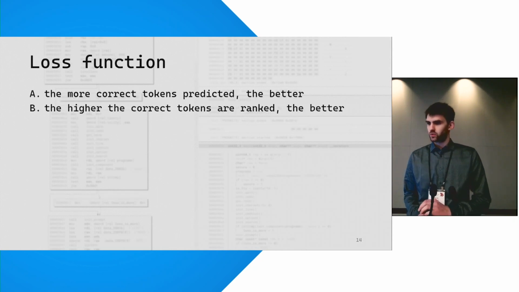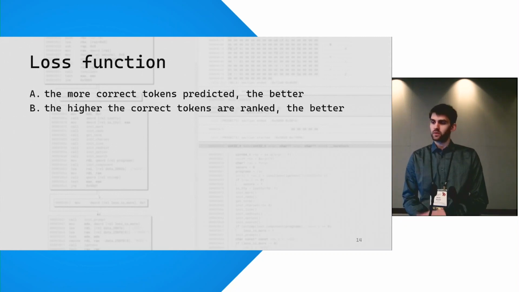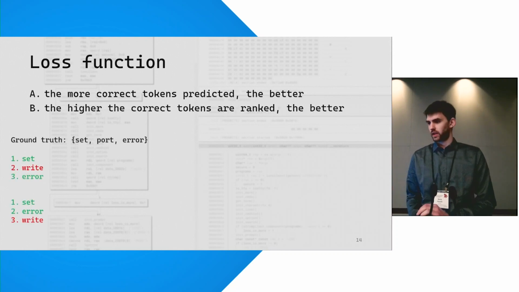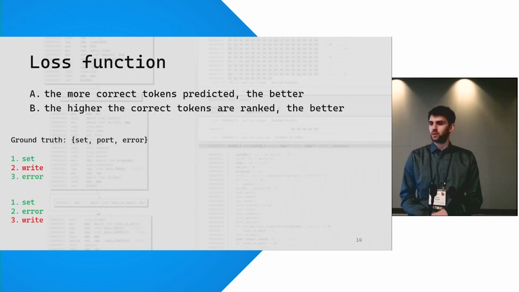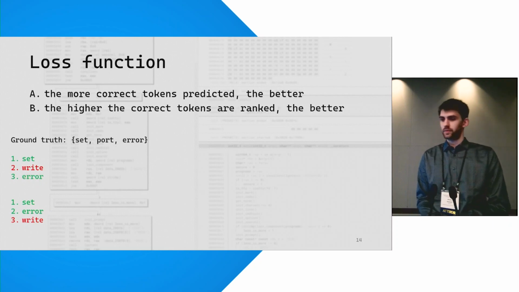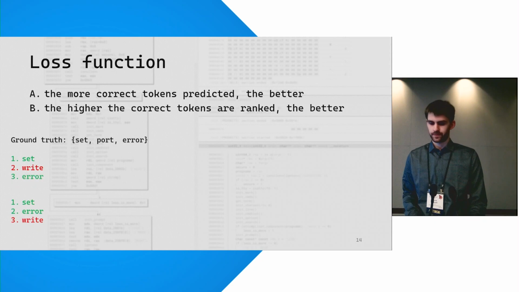To train the tree ensemble, we need a loss function. And we base the loss function on two intuitions. A, the more correct tokens are predicted, the better. And B, the higher the correct tokens are ranked, the better. So let's look at a running example. Let's assume we have as a ground truth the set port and error, and we have two predictions, set right error and set error right. In green, the correctly predicted tokens, and in red, the incorrectly predicted tokens.